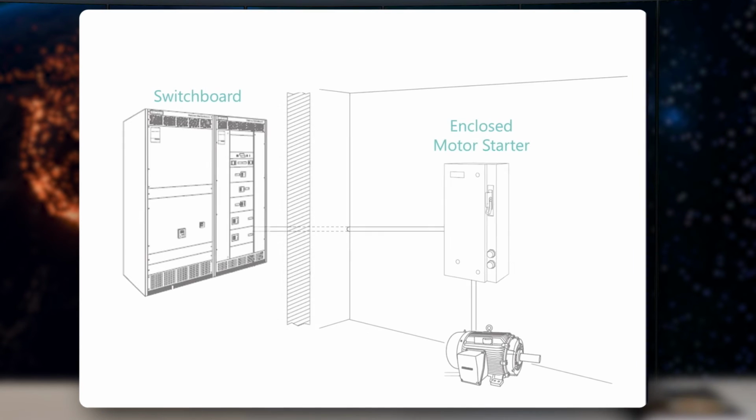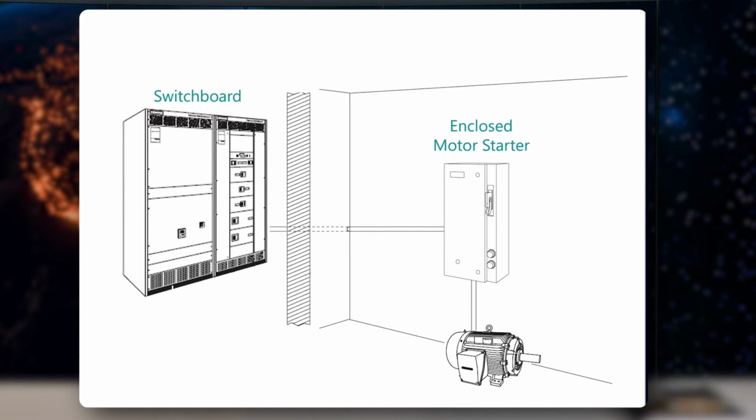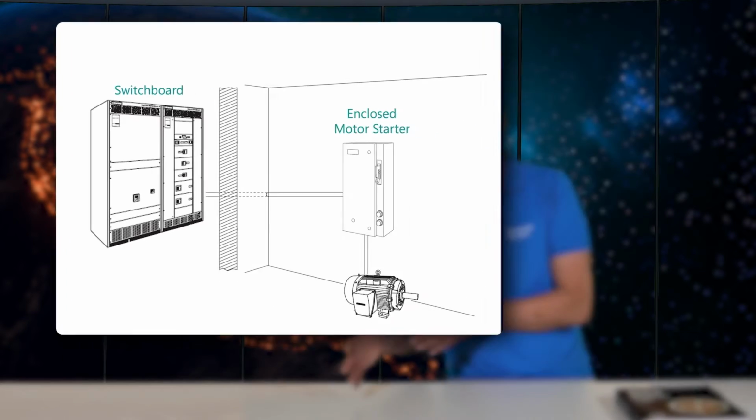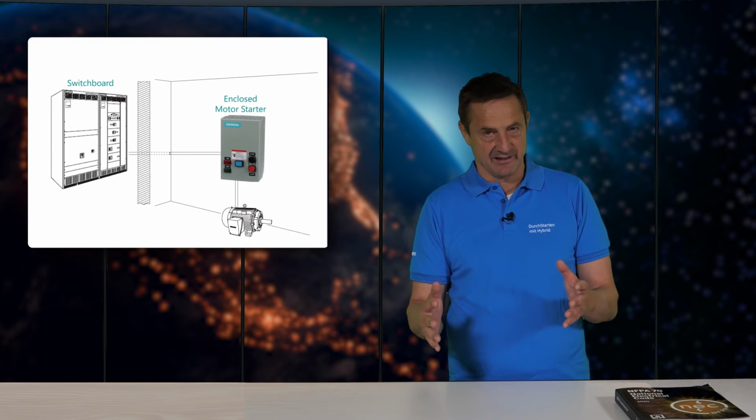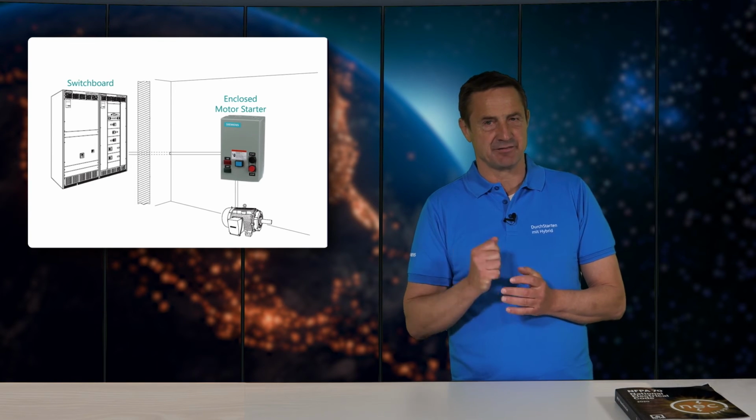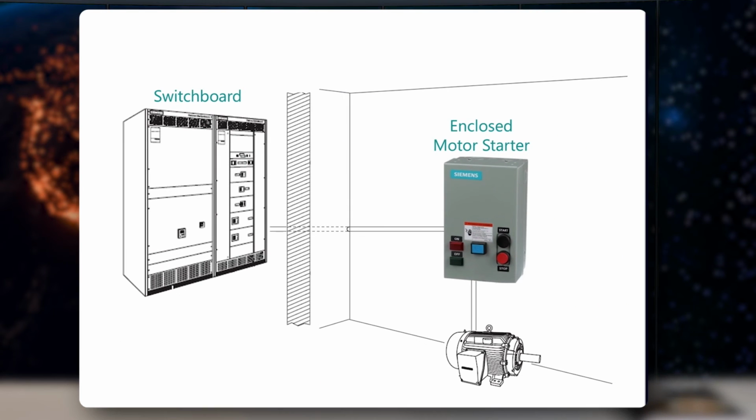If a distribution section of a switchboard supplies a motor load, an additional separate electrical cabinet is needed, which contains the motor starter for motor control and overload protection. An enclosed motor starter solution mounted on the wall and inside of each motor load is very common. These enclosed motor starters are equipped on the outside with push buttons to control the motor, and very often pilot lights to indicate the motor status.